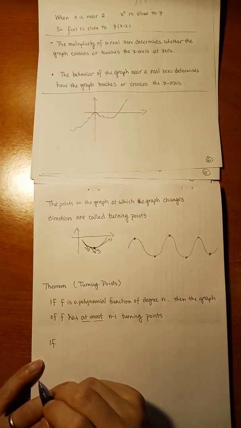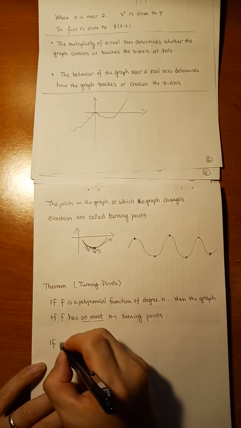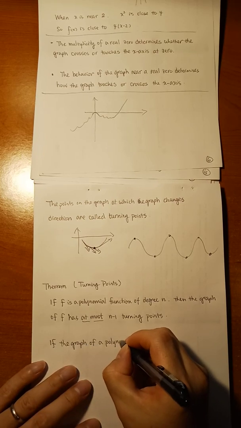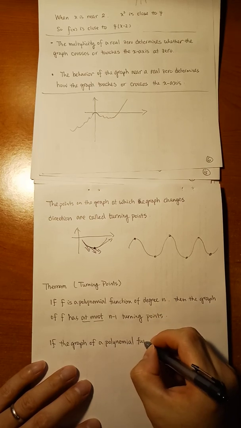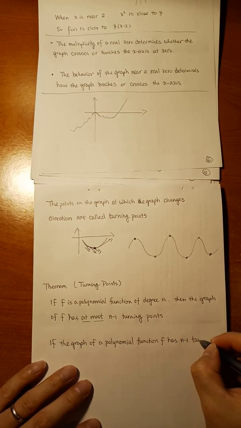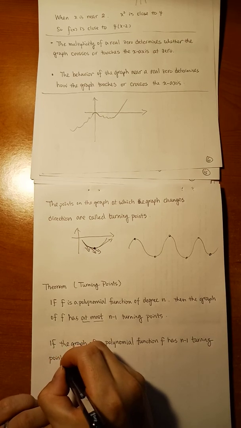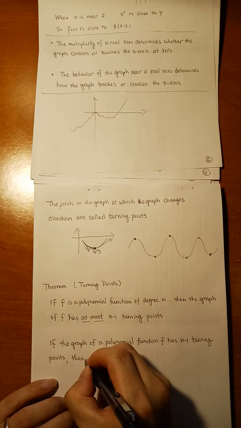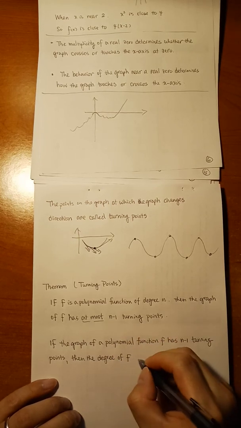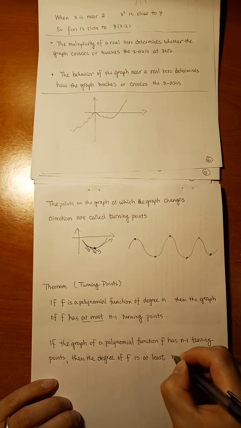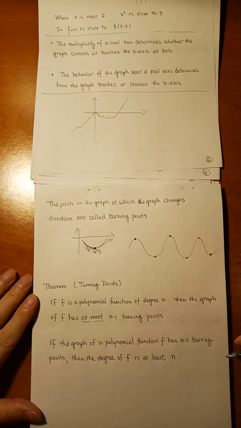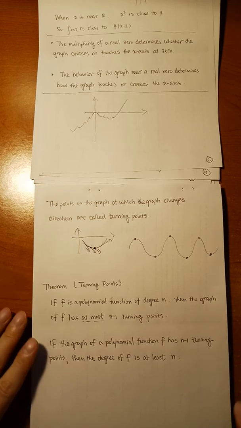And equivalently, if the graph of a polynomial function f has n minus 1 turning points, then the degree of f is at least n. So that's the floor. The floor is n because the turning points are already n minus 1. Okay, so let's check.